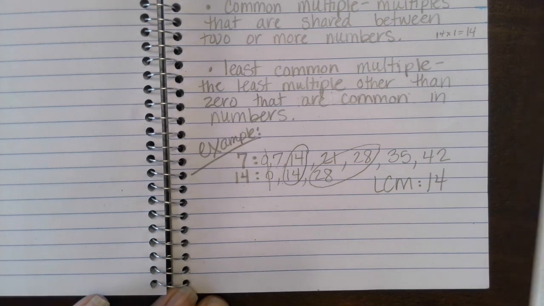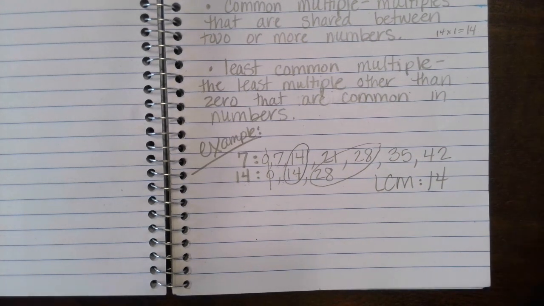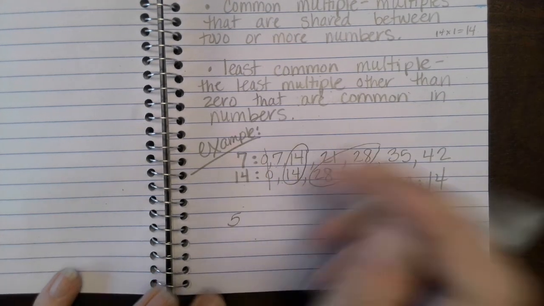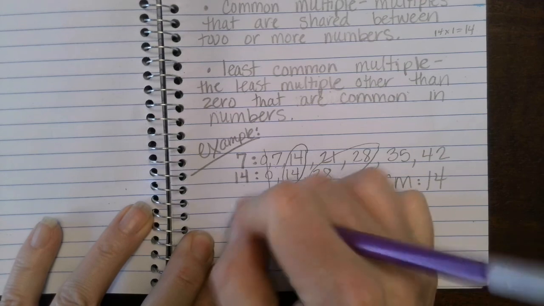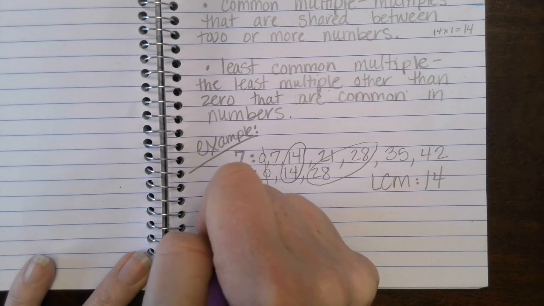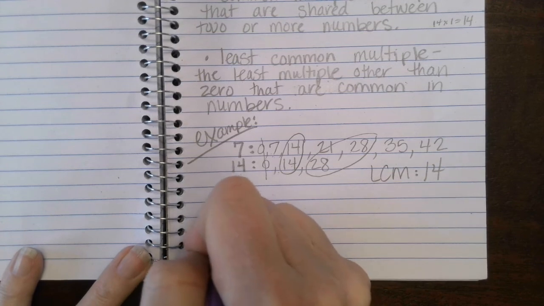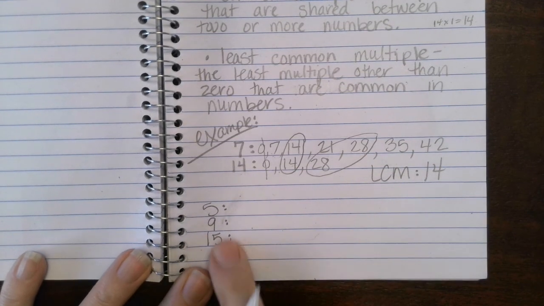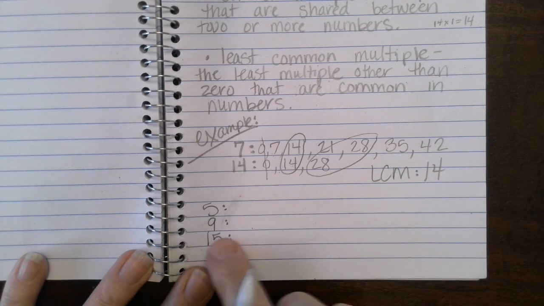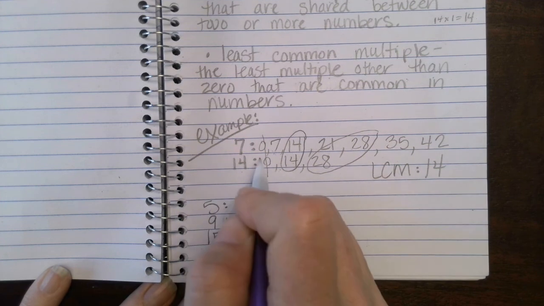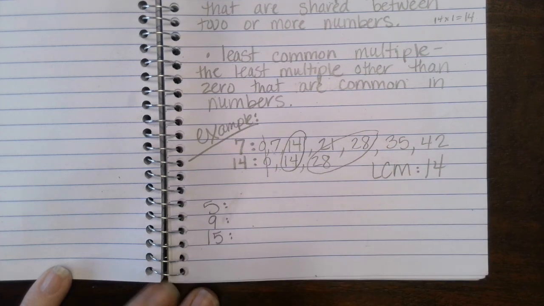Okay, let's try another one where we're comparing 3 numbers this time. Sorry. Start over. We have 5. We have 9. And we have 15. And I like how the book writes it down this way so we can clearly look at our list. It's almost like a chart. All right, so again, we don't need to worry about the zeros because we never look at those anyway.